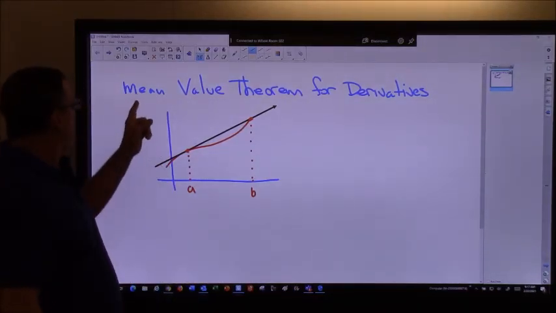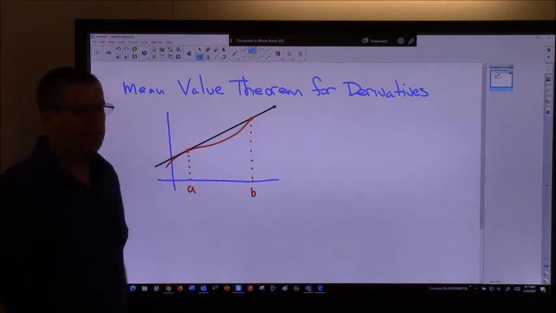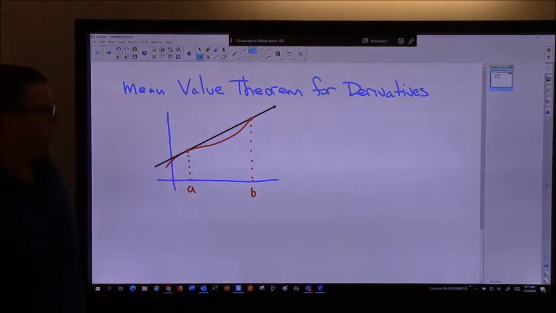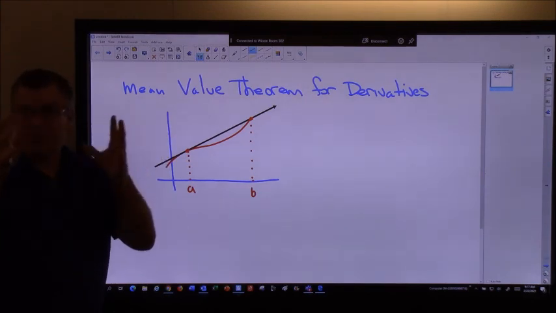So last semester we talked about something called the mean value theorem for derivatives. And you probably don't remember this. If you do, that's great.